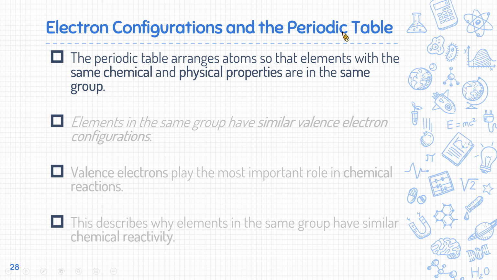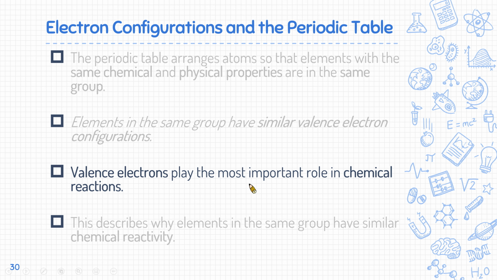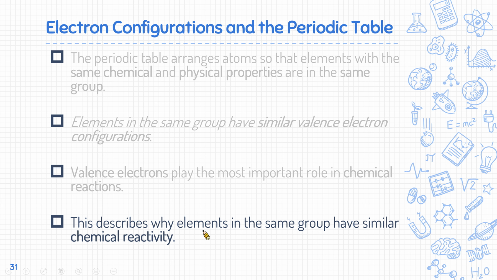Electron configuration in the periodic table. The periodic table arranges atoms so that elements with the same chemical and physical properties are in the same group. Elements in the same group have similar valence electron configurations. The valence electrons play the most important role in chemical reactions. This describes why elements in the same group have similar chemical activity.